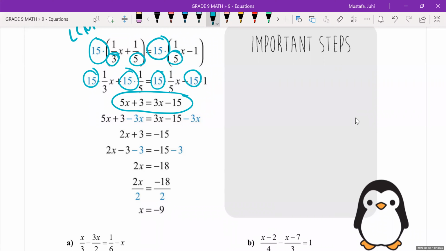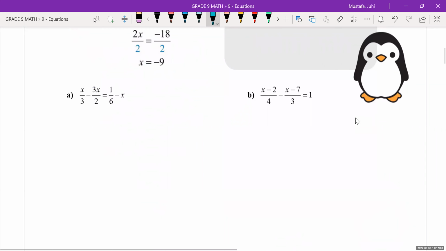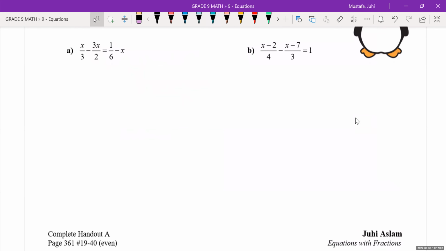You move your x's to one side, you move your numbers to the other side, you simplify, and then you solve. So that's basically the idea of what we're going to be doing today. We're going to do 2 examples and then another 5 examples where you're going to work, and then we'll take it up. And then you can continue the rest of the work. So let's look at question A.